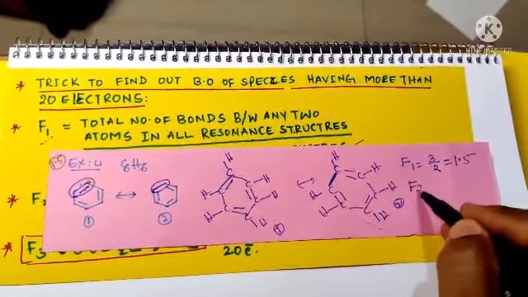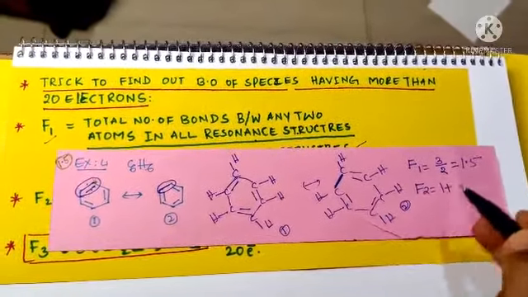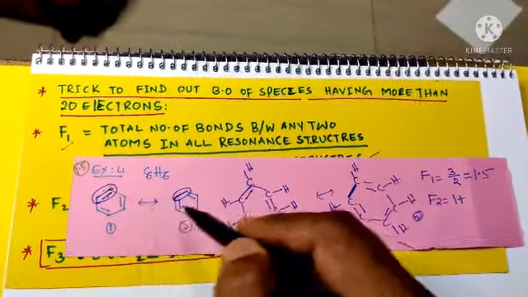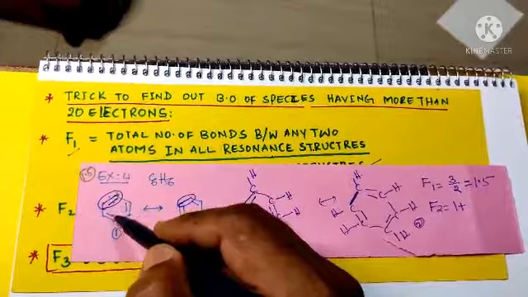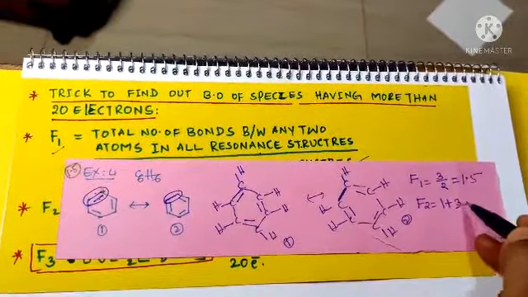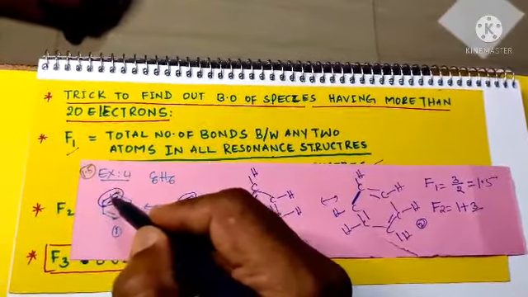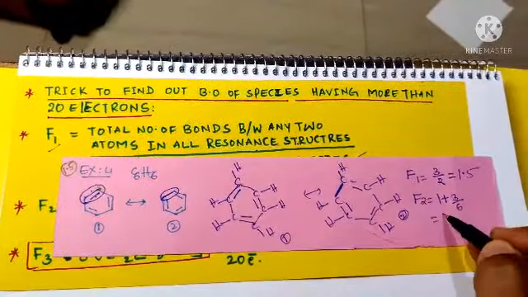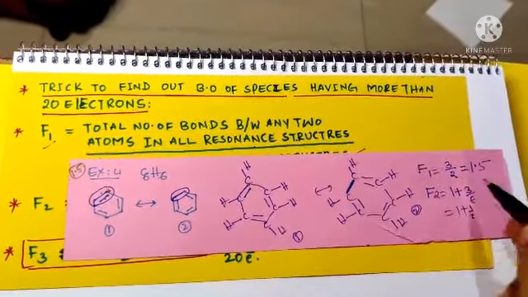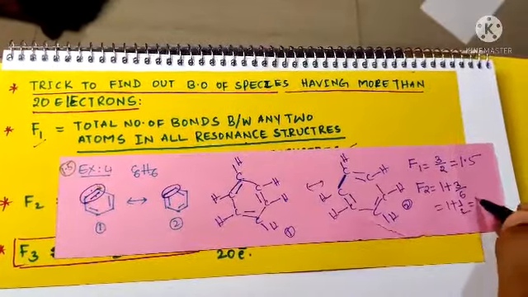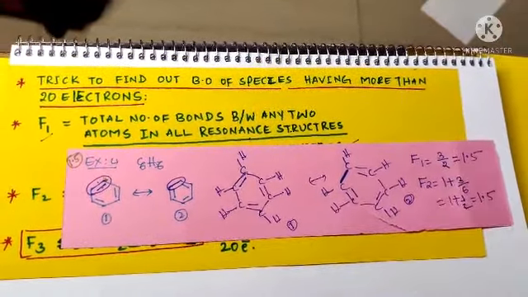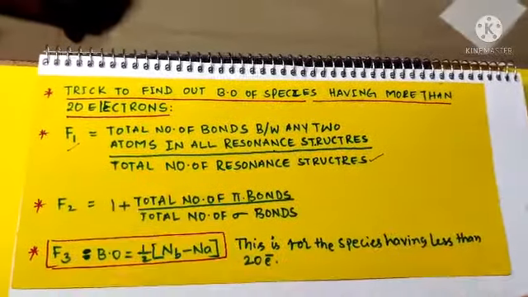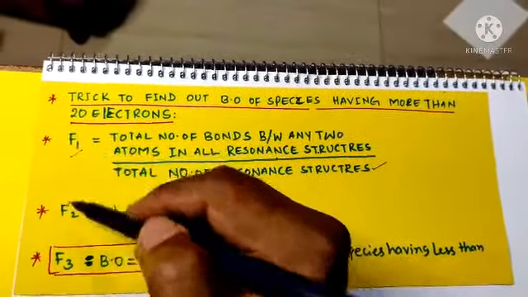Then formula 2, according to this, 1 plus, see here, how many pi bonds are there? 1, 2, 3. 3 pi bonds are there. How many sigma bonds are there between? 1, 2, 3, 4, 5, 6 are there, students. Now 1 plus 1 by 2, students. That is nothing but 1.5, students. In this manner, we can easily identify its bond order by using these two important tricks.